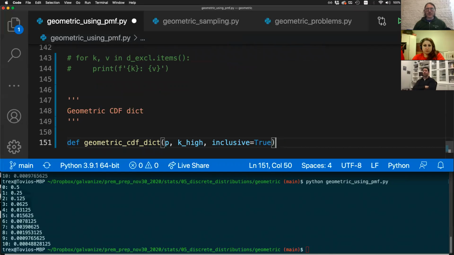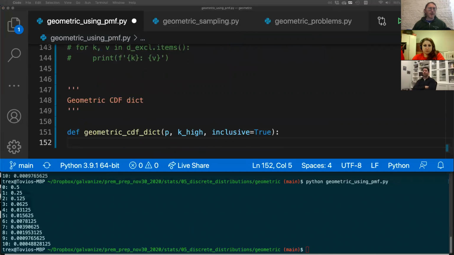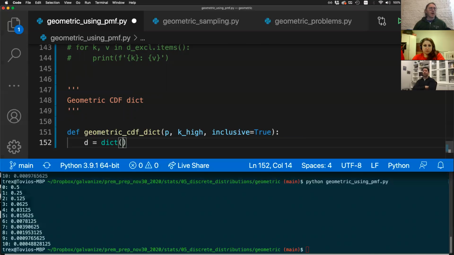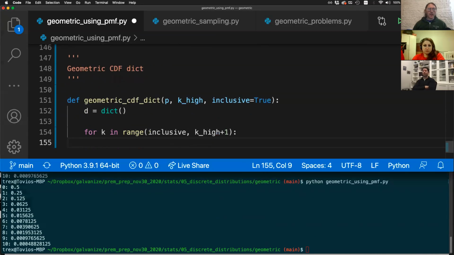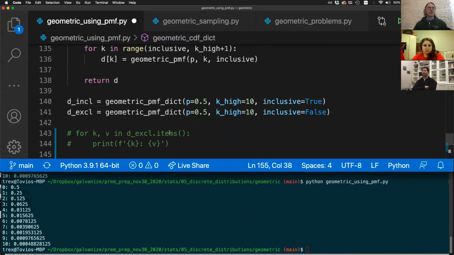I don't think we need to demonstrate inclusive versus exclusive anymore, unless there's any further confusion around it. And we'll make a dictionary, and we'll say for k in range, and we're either starting at inclusive or not, and we're going up to k high plus 1. And we can say d sub k gets the geometric CDF, and I'm going to use the closed version. Let me just say this really quick.